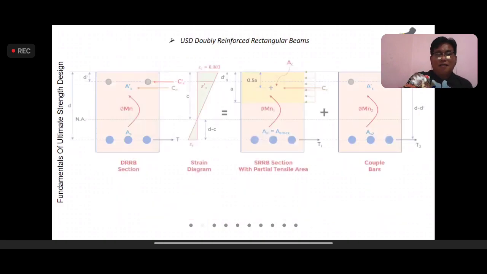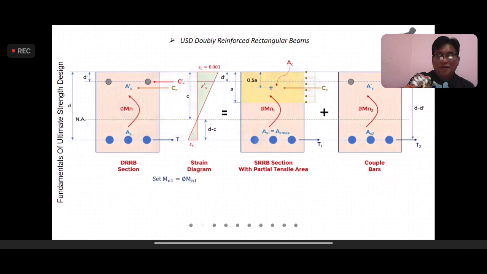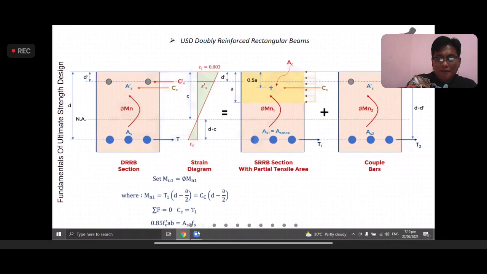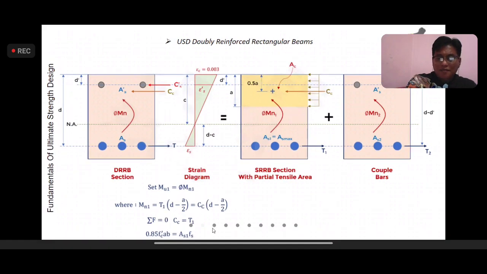For doubly reinforced rectangular beams, we do have this one. So we set the Mu1 as phi Mn1, and then Mn1 is T1 times (d minus a over 2). That is equal to the concrete magnitude, multiplied by (d minus a over 2). By virtue of equilibrium, we have Cc equated to T1, which is set as this formula, 0.85 fc prime ab equals As1 fs.